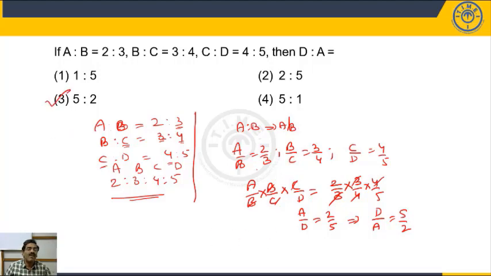The actual way we have already observed here: A is 2 parts, D is 5 parts. So D is to A will be 5 parts is to 2 parts. So anyway we will be getting the answer as 5 is to 2.